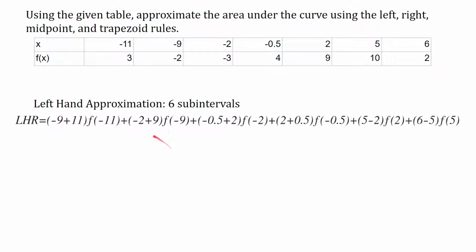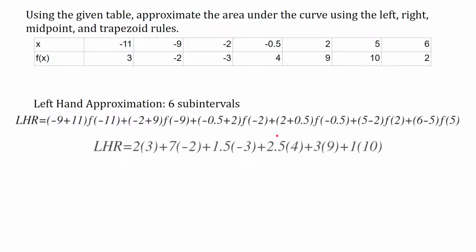For the second term, we'll find the difference between negative 9 and negative 2 right here, and then multiply it by f of negative 9. And so on. We can keep doing this for 6 subintervals. Simplify a little, and then see that our left-hand approximation is 34.5.